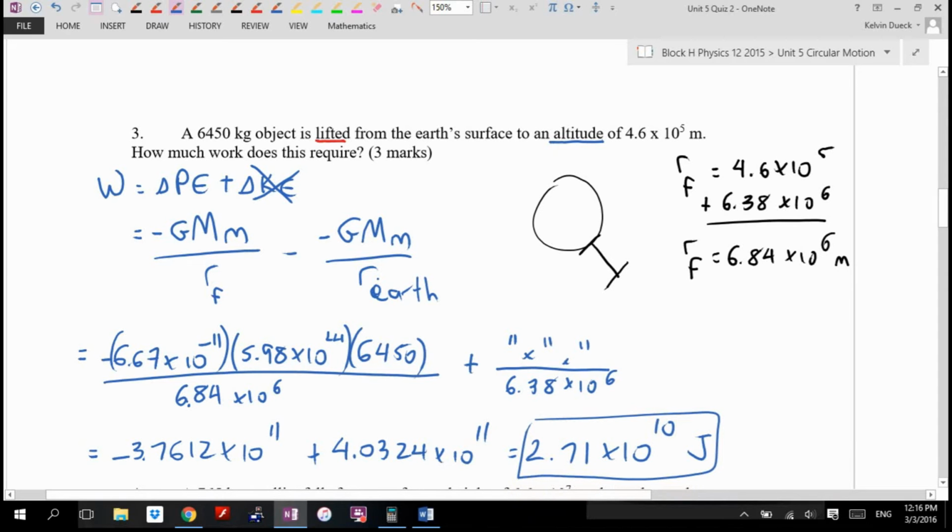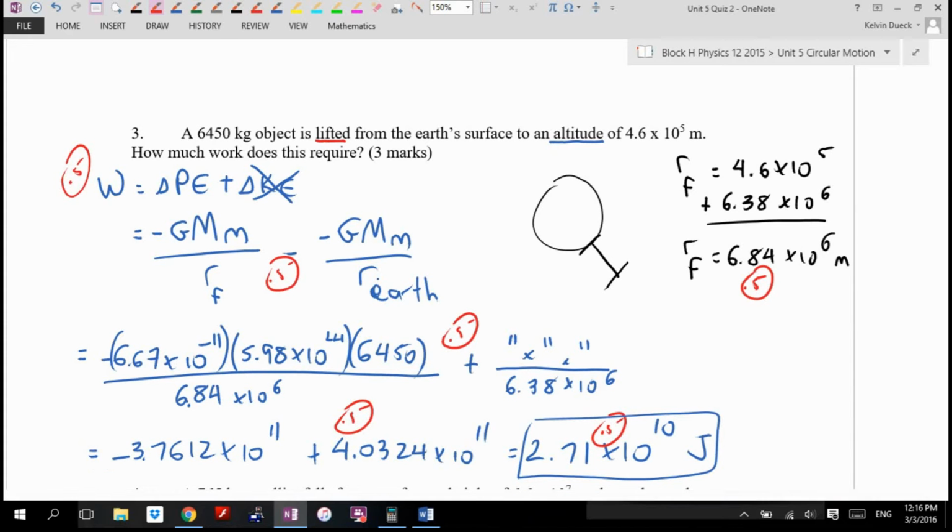So if you got that, 3 out of 3. Otherwise, I would give you a half mark for finding the radius, cluing in that it was an altitude that I gave you. Sneaky me, Mr. Duick. I would give you a half mark if I saw that, a half mark if I saw this, a half mark for the numbers, and a half mark for the answer. Please tell me that adds to 3. I think it does. But if you got the right answer, 3 out of 3.